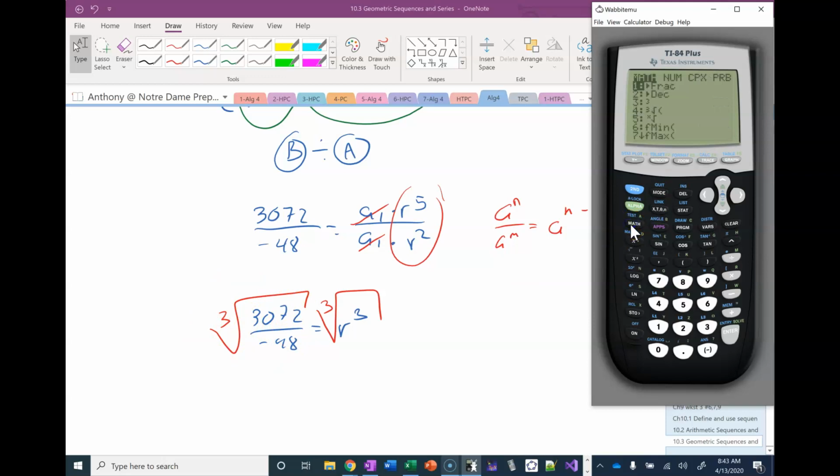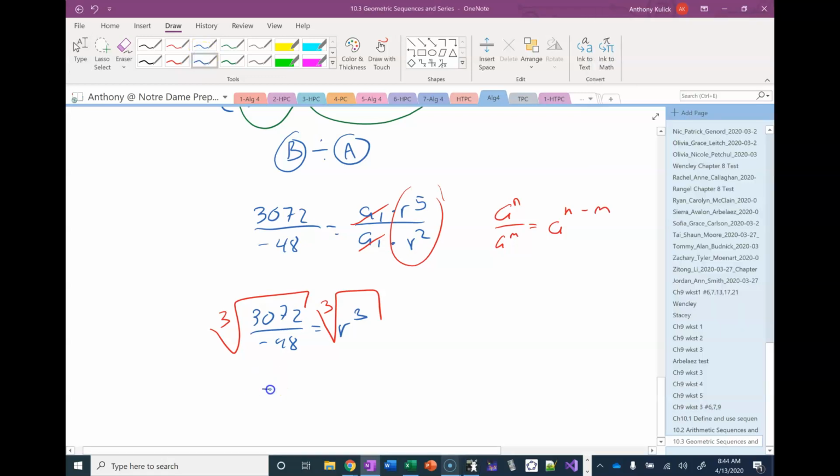To get the cube root symbol, I'm going to press the math button and scroll down and find the cube root symbol. And then I'm going to type this fraction in. So I'm going to use the fraction command. To get to that, I press alpha, the y equals, and I usually just use the improper fraction one. So I can type this in exactly as it looks on my sheet of paper. When I do that, I get negative 4. Okay. So now I know r.